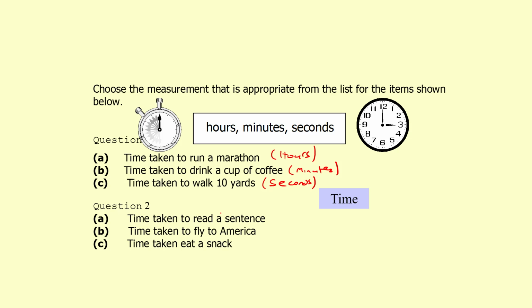On question 2, the time to read a sentence. I just read a sentence then. Time taken to read a sentence, seconds. Time taken to fly to America. It's a long way away. Hours. We look forward to that after lockdown. And the time taken to eat a snack. Well, that depends on how fast you eat your snack. I've seen some fast eaters, but sensibly that's going to take minutes. Okay. Mark your work.